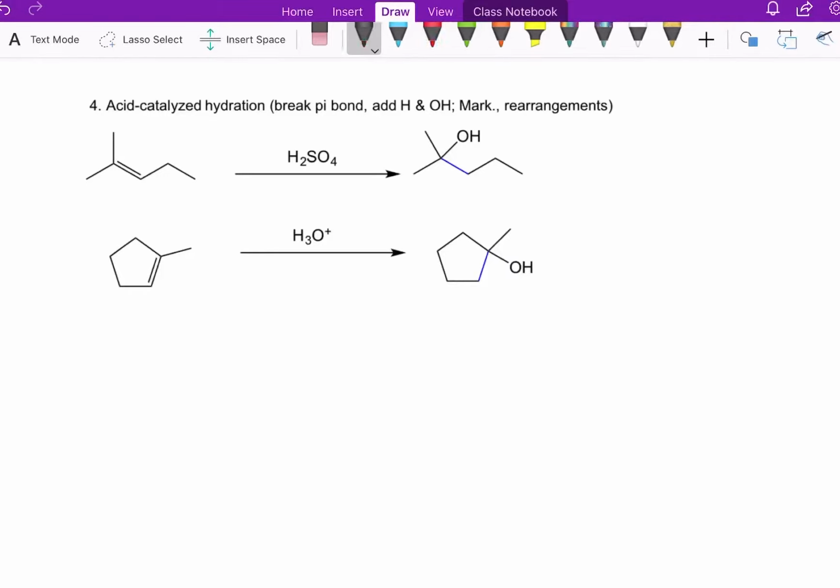Okay, so I want to continue the conversation talking about acid-catalyzed hydration. In the previous video, we learned the basic reaction: break the pi bond, add H and OH, follow Markovnikov's rule. Remember, Markovnikov's rule is really about forming the most stable carbocation.